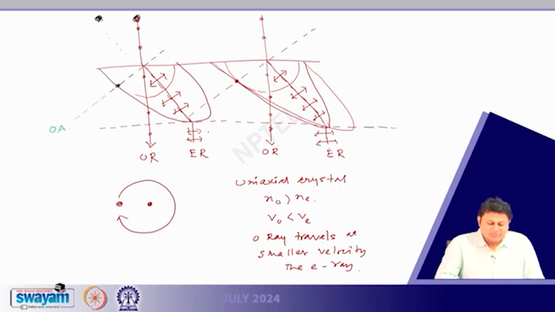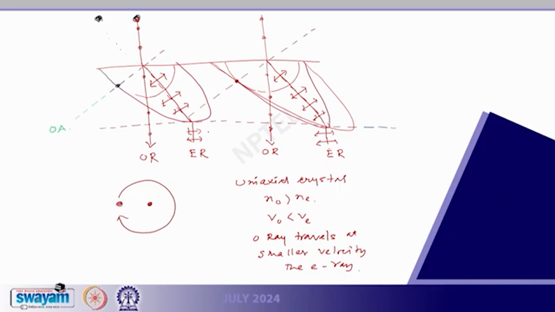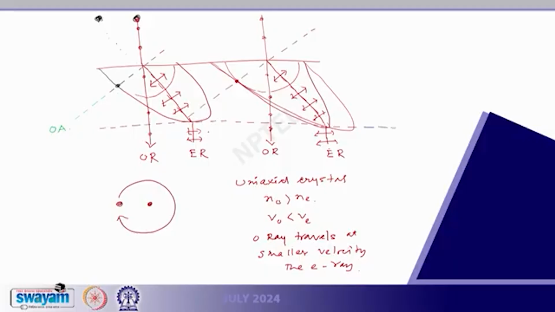In the next class we will continue this point. Today we do not have much time. In the next class we will extend this idea and find out how the refractive index ellipsoid, the figure that we drew, can be obtained, and systematically study light propagation inside those crystals. With that note, I would like to conclude here. Thank you very much for your attention and see you in the next class.